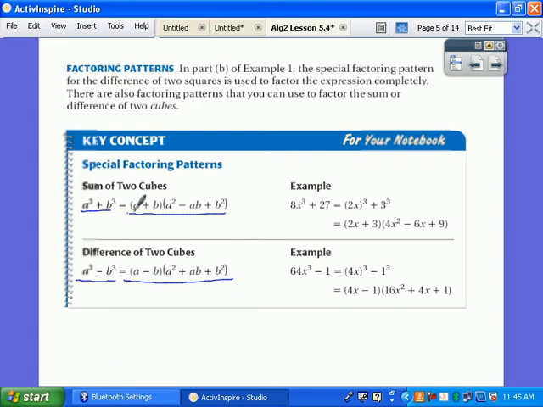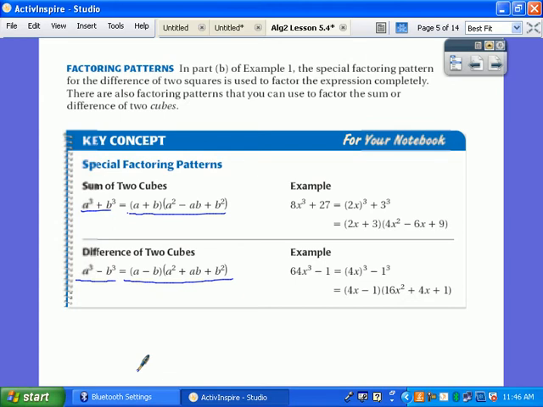Okay? So look, you've got a plus or minus b. Here you have a squared, ab, b squared. So the formula is identical: a plus or minus b, times a squared, ab, b squared. The only difference is the sign.